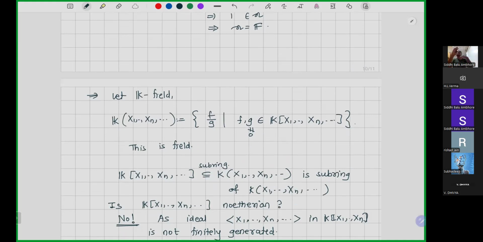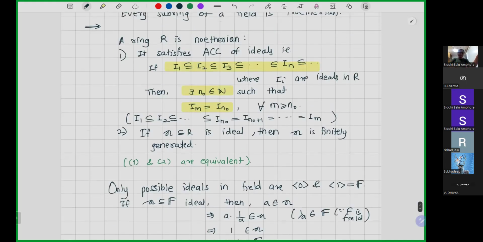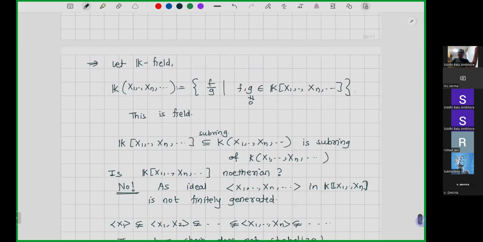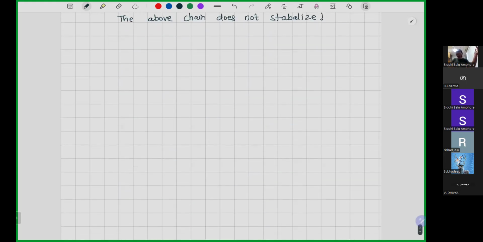In this case, Q is a field, and Z, which you are taking in Q, is a principal ideal domain. So every ideal is again finitely generated. We can't have this failing, because conditions 1 and 2 are equivalent. The second one is that every ideal is finitely generated. Since Z is a PID, let me just tell you.